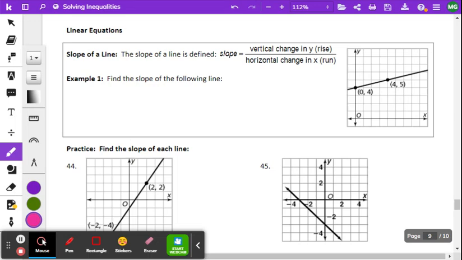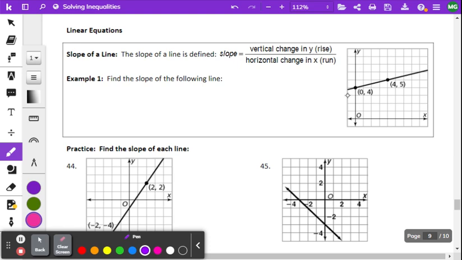Hi there. What we're going to be working on in this video is linear equations. So just want to remind you, a linear equation is basically an equation of a line. And part of what we're going to deal with the line is the slope or the steepness of the line. So the slope of the line is defined by the vertical change in y divided by the horizontal change in x, also known as the rise over the run.